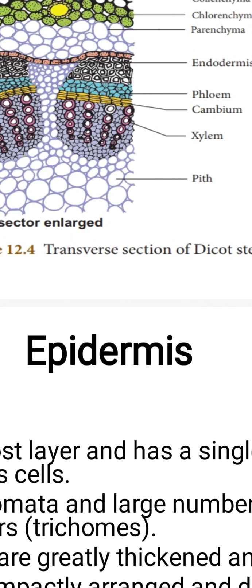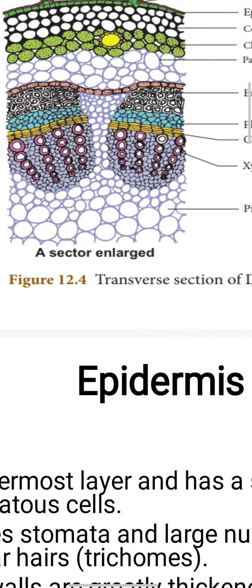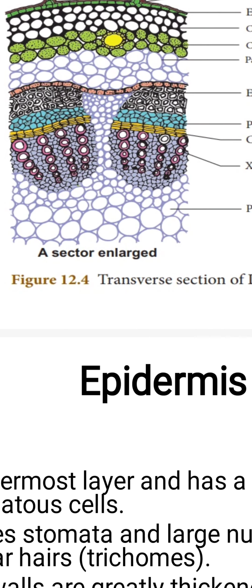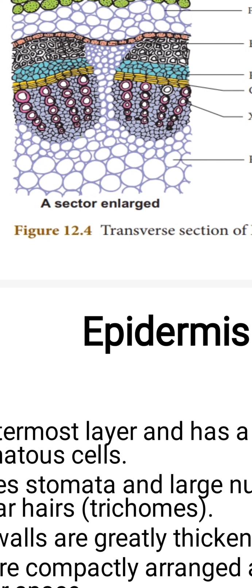The endodermis is a single layer, and inner to the endodermis are the xylem and phloem, the water and food conducting tissues, which we call vascular bundles. These spherical-shaped things you can see in these two diagrams are the xylem and phloem. They are the vascular bundles which perform the function of water and food conduction.